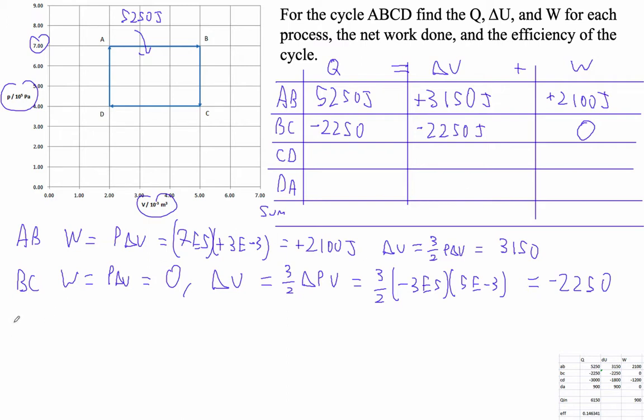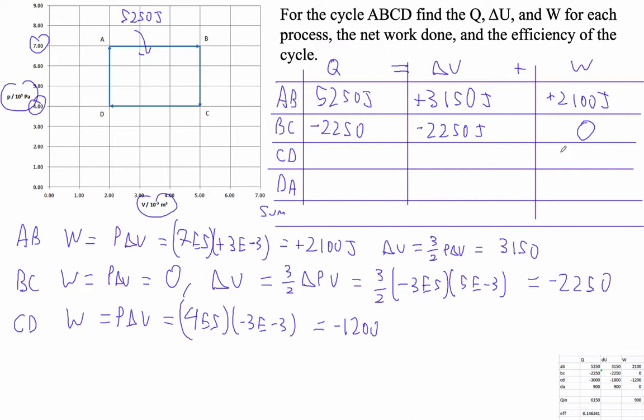And then let's look at process CD. The work is pressure times change in volume, and the pressure is a constant 4 times 10 to the 5th. And then our change in volume is 1, 2, 3, negative 3E minus 3. So 4E5 times negative 3E minus 3 is negative 1200.